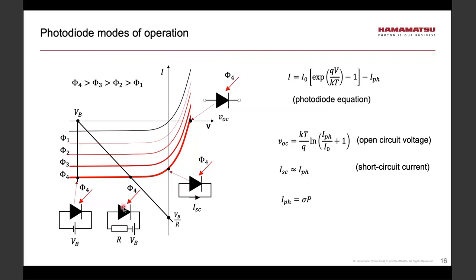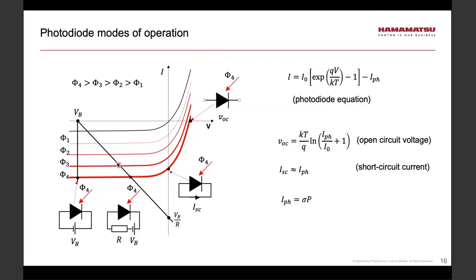Okay, another very common mode of operation is depicted here with this Q point. So we apply the reverse bias, and we also have a load resistor from which we are going to take the signal. To find the Q point, we would draw a load line for this circuit. The load line is shown by this black line with one end at the VB, which is the bias voltage on the V-axis, and the other point is VB over R on the I-axis. The intersection of the load line and the given characteristic gives me the Q point.